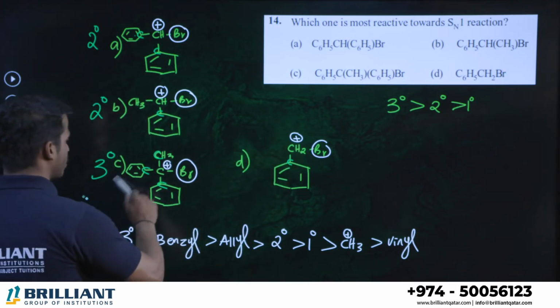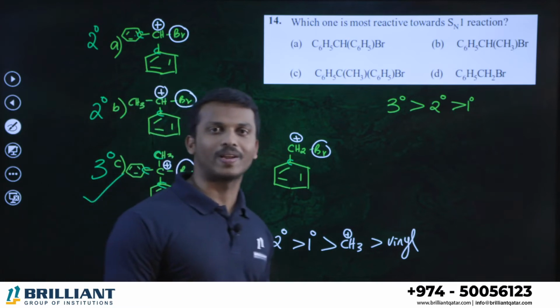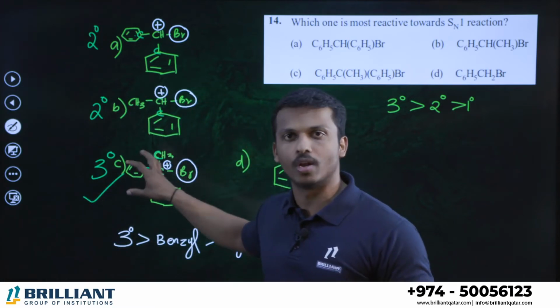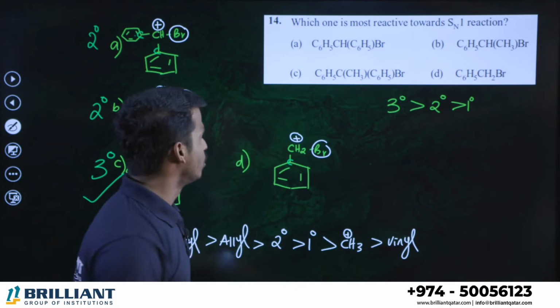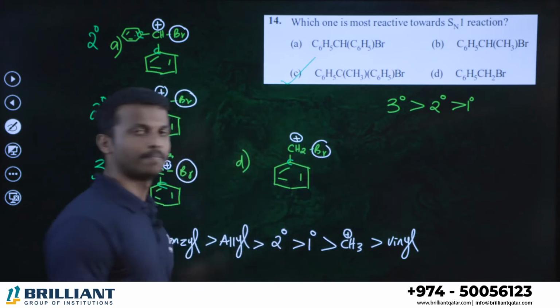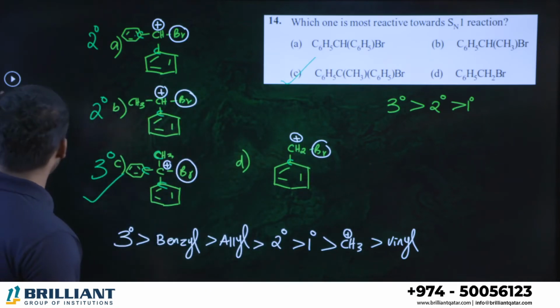Whichever is more stable, dear all of you, the tertiary carbocation is more stable. So this species will undergo reaction faster. So your answer is which one? Option C. Clear? Okay. Next one.